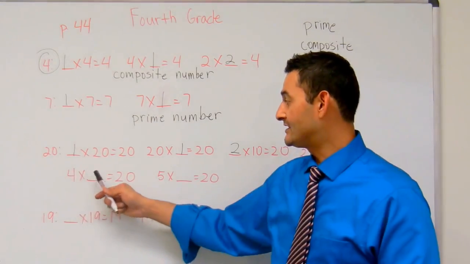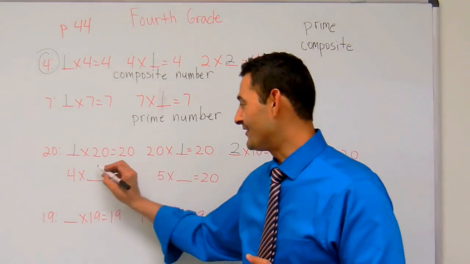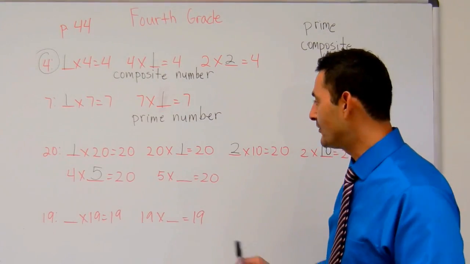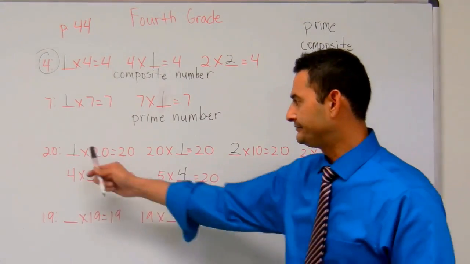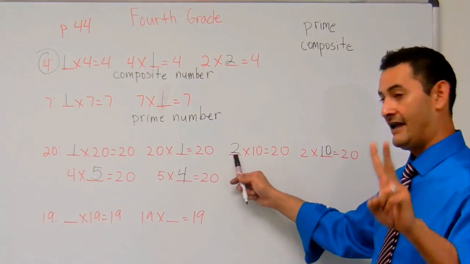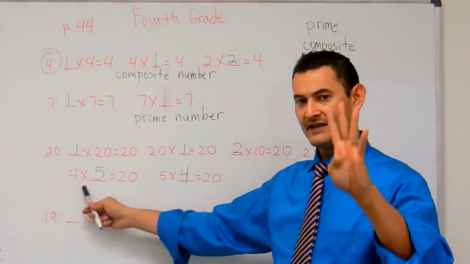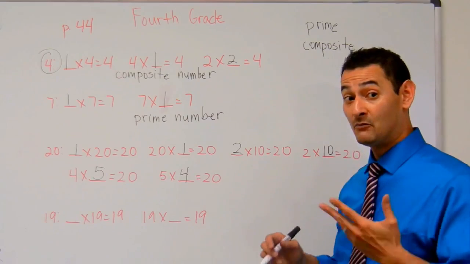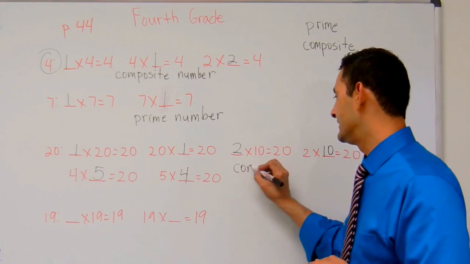Here I've got 4 times something equals 20. 4 times what? Wow, you're so smart. 4 times 5 equals 20. And here, switch the numbers around, commutative property. 5 times 4 equals 20. How many factors do I have here? I've got 1. I've got 20. I've got 2, I've got 10, that's the same. Then I've got 4, and I've got 5. So here I've got 6 factors. So if it's more than 2, it's going to be a composite. This is a composite number.